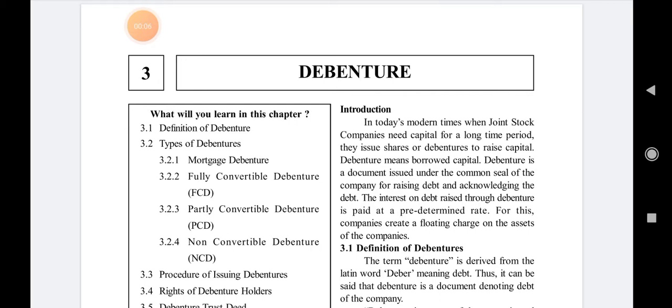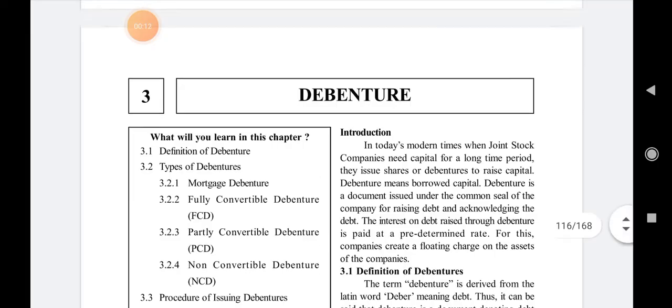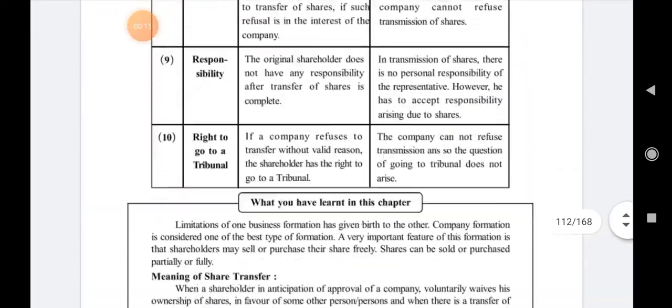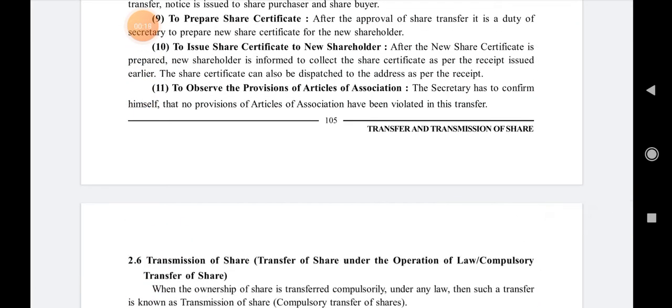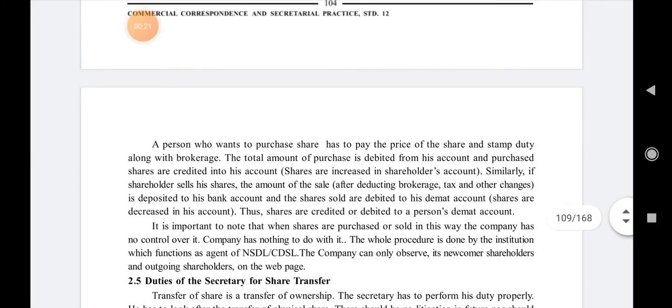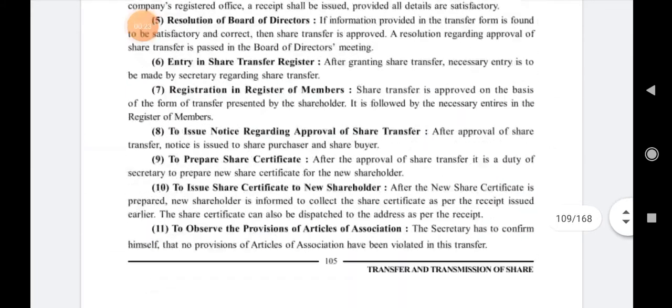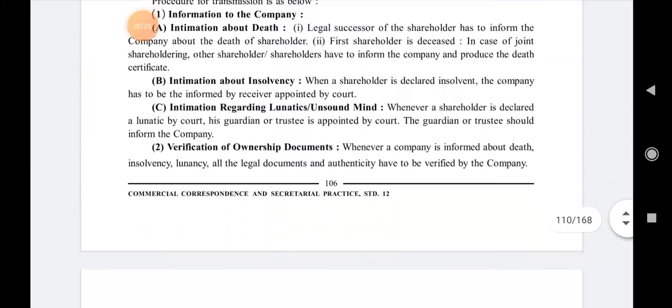And in the previous lecture we covered the transfer of shares and the duties of the secretary regarding the transfer of shares. In between, we also took a live lecture for the same. And now we are going to start a new chapter, that is debenture.